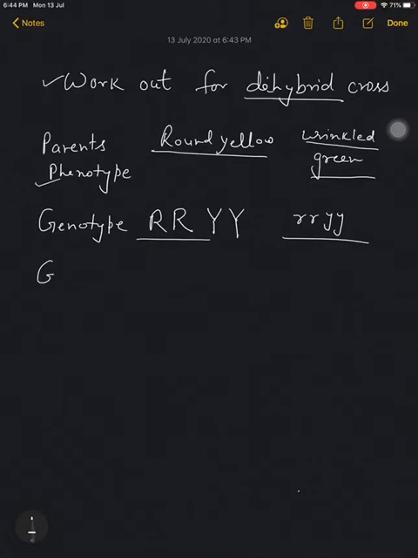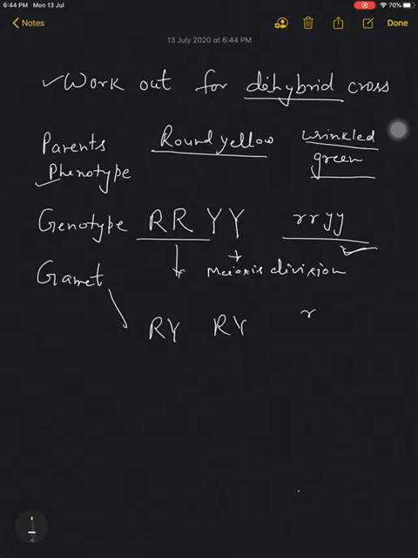At the time of formation of the gamete, as you know, meiosis division takes place. When meiosis takes place, what type of gamete will be produced? There are two possibilities: RY, and just like that, ry. As we know, only 50% passes through the formation of the gamete. After fusion, only 50% add with each other for the formation of the zygote.